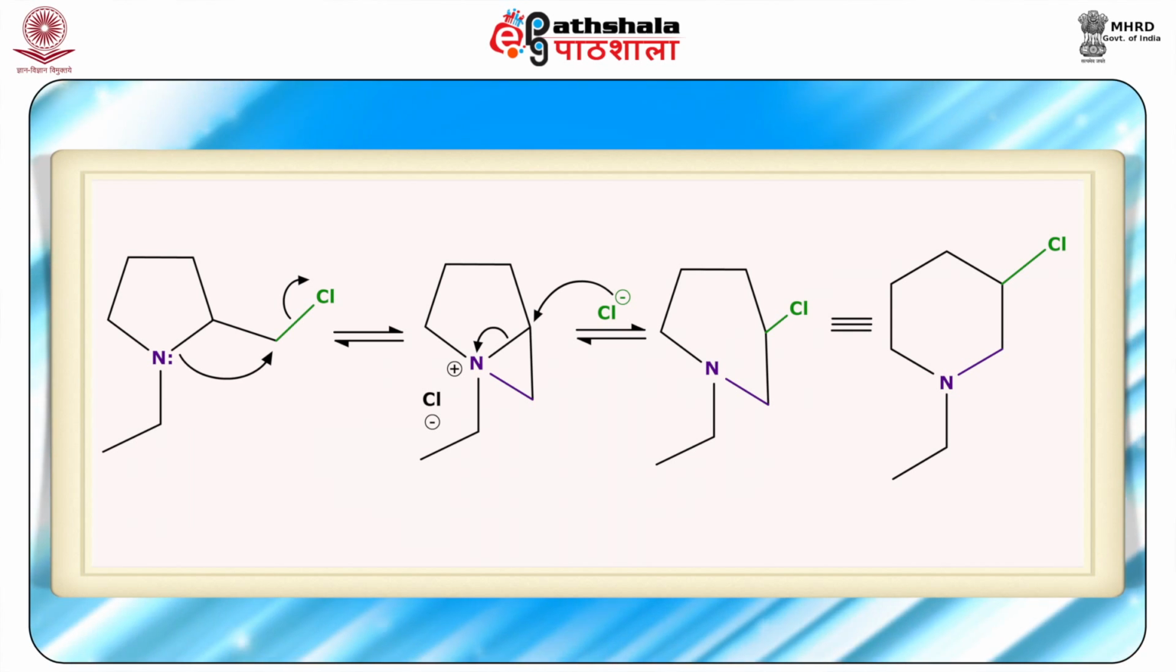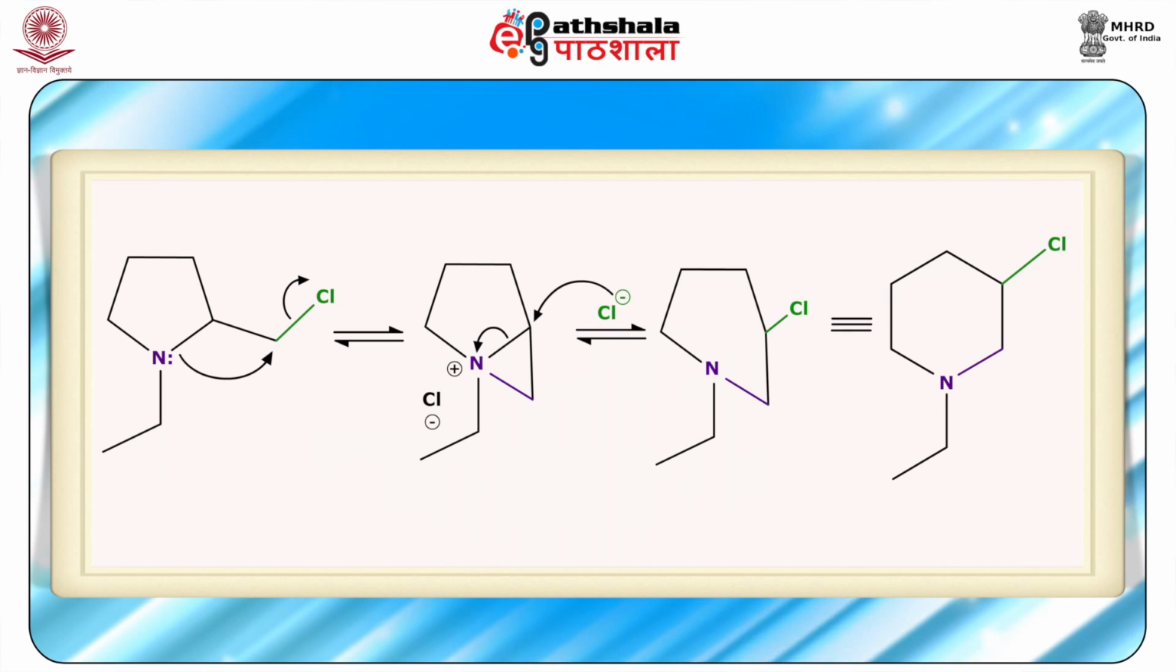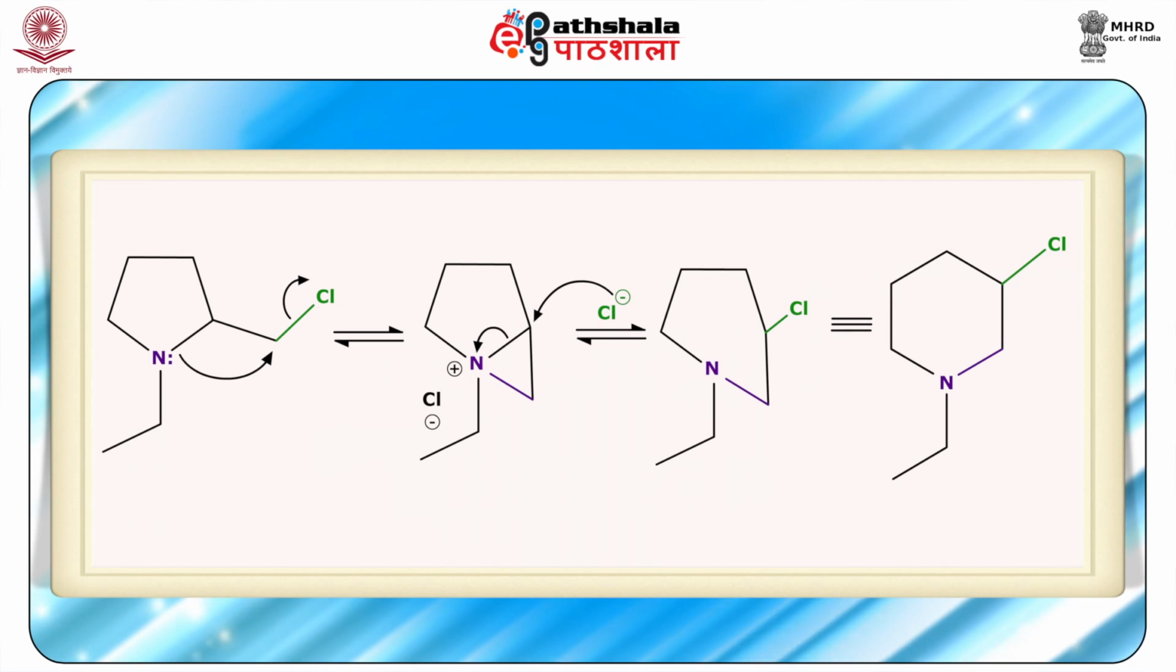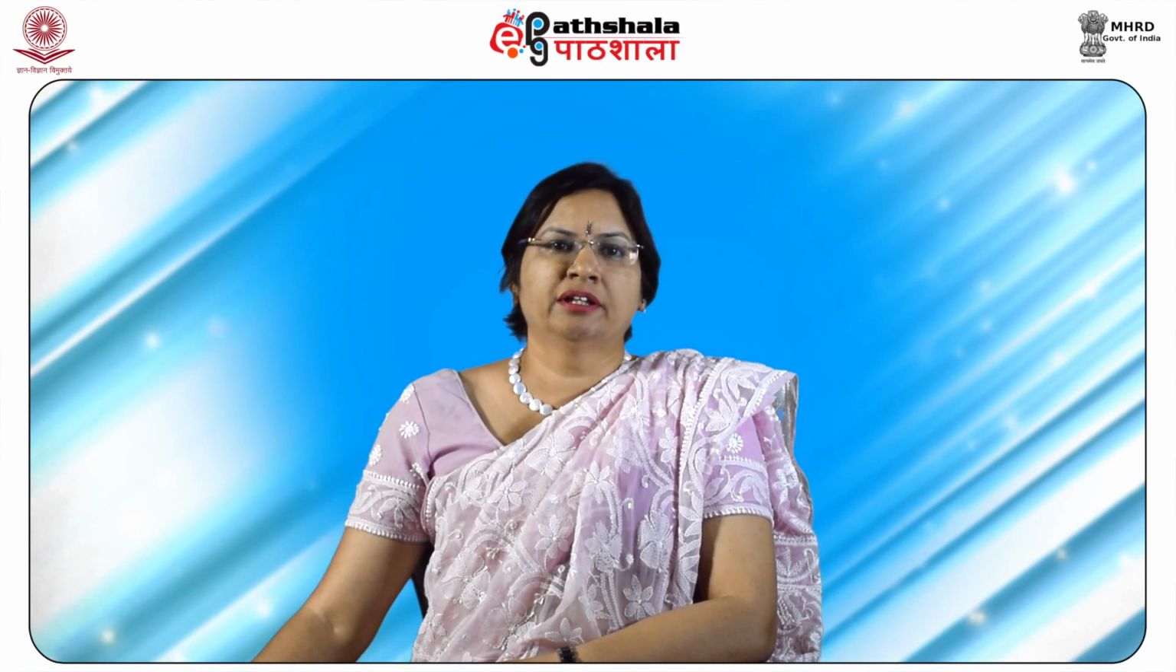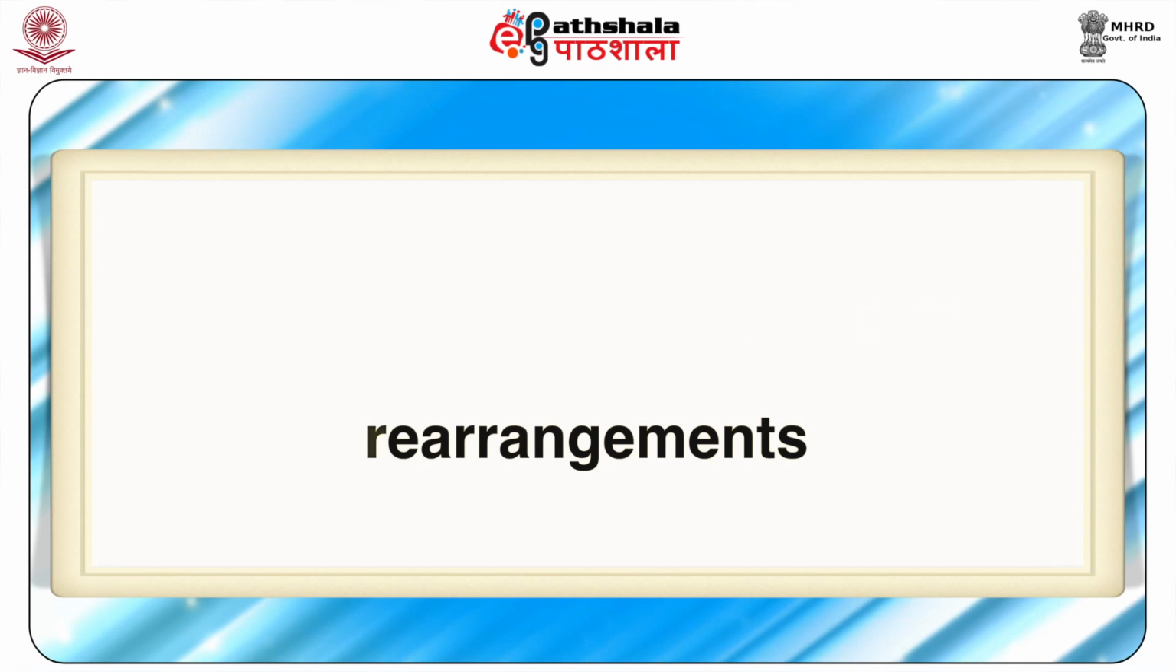So, you can compare now the original molecule and the product, where we had started with a 5-membered ring and now it is the 6-membered rearranged product that we have formed. Let us now take the case where double bond participation and rearrangements happen.